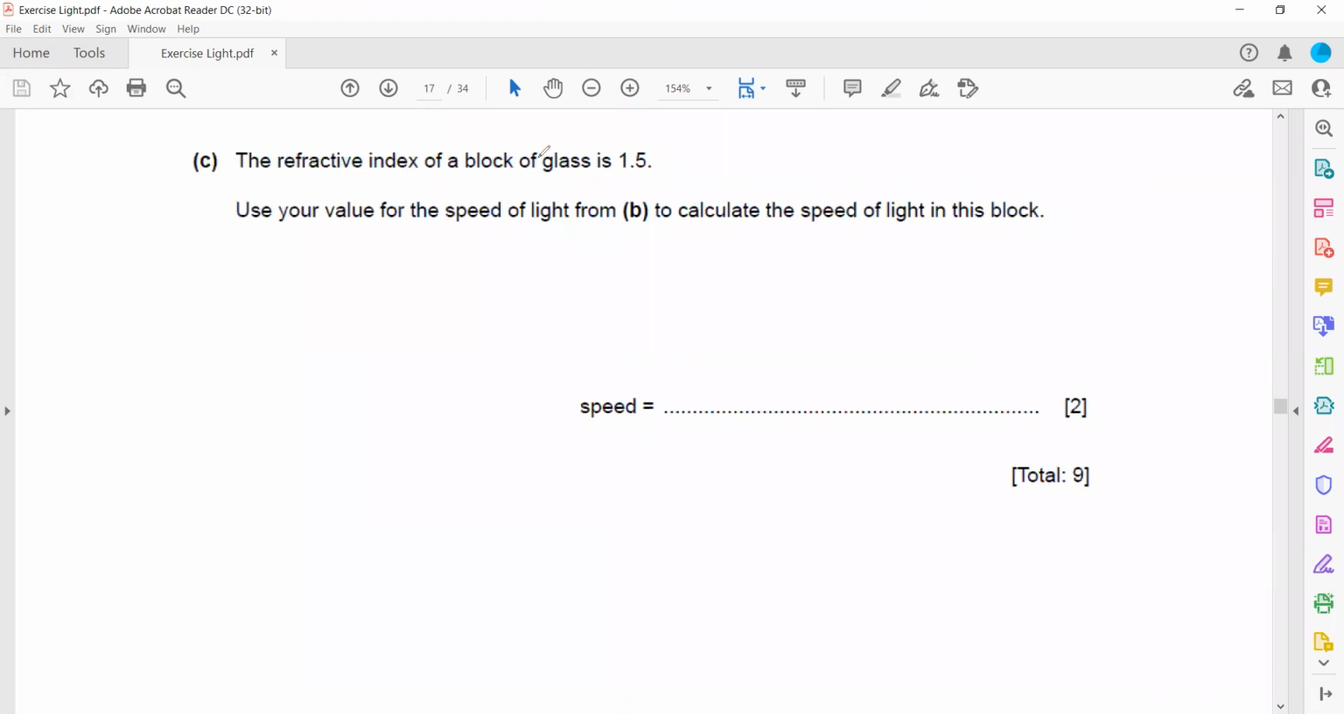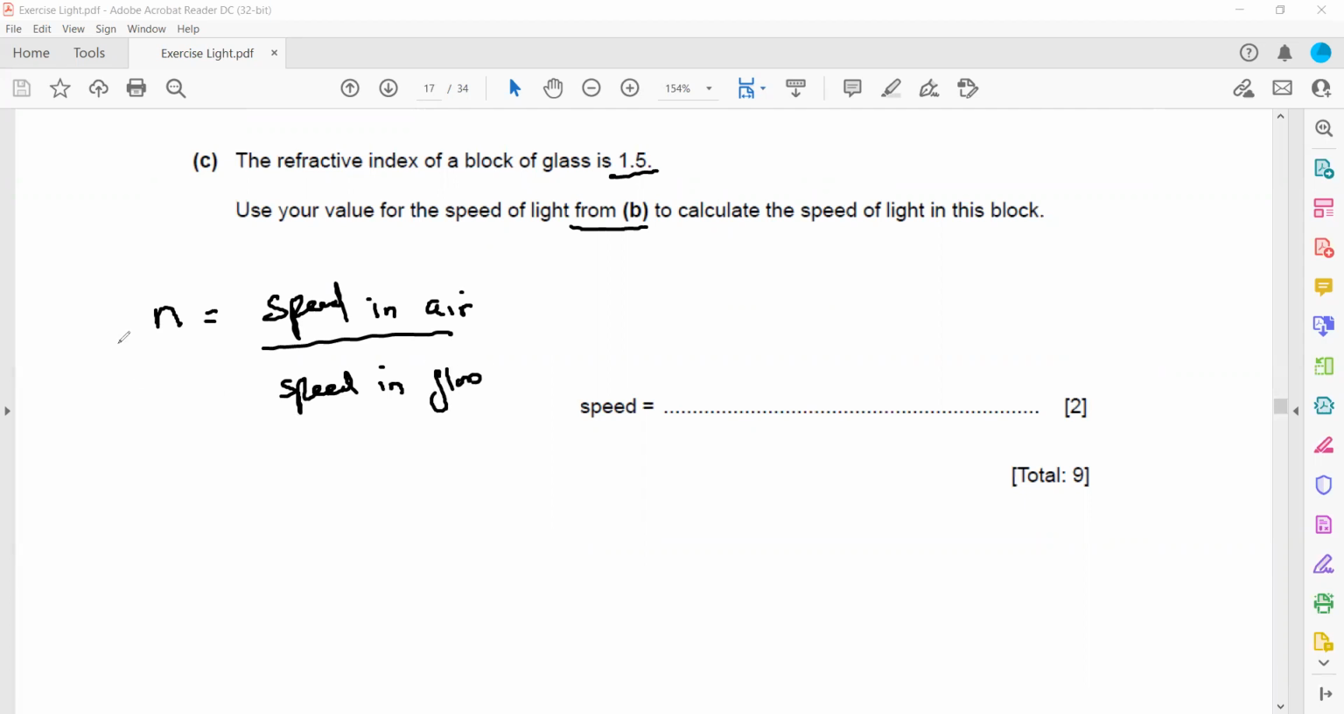The refractive index of a glass block is 1.5. Use your value for speed of light. Calculate. So what is the formula? The formula for refractive index is equal to speed in air or vacuum divided by speed in the medium, or a glass. So the refractive index is given as 1.5.